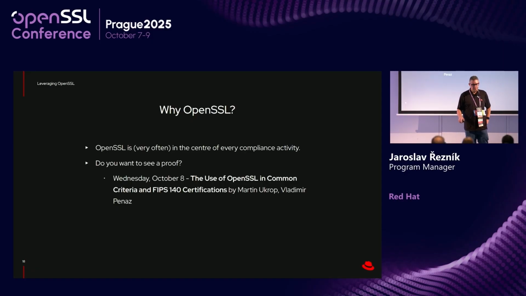Do you need a proof? Join the talk tomorrow. My friends, Martin Ukrop and Vladimir Peňaz, are going to talk about a project called SecCerts. The idea is how much OpenSSL is used in compliance activities. The SecCerts tool is basically a huge database of all certificates, downloaded with an API. They ask how many times OpenSSL appears in FIPS, and in common criteria. The number is huge, like 80% if I remember correctly. So go to that talk.